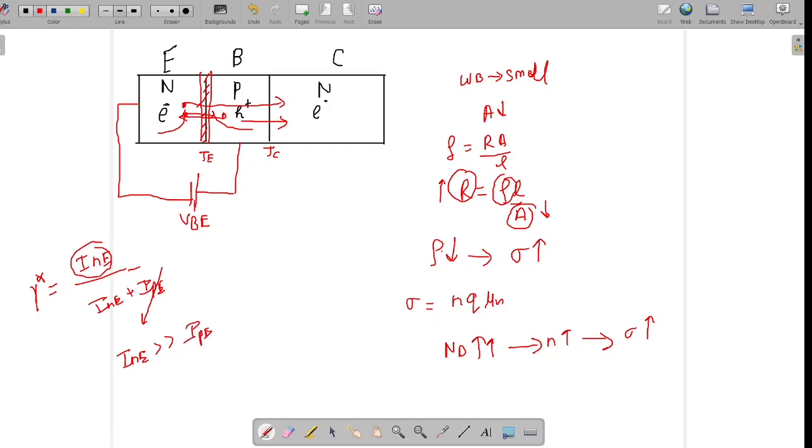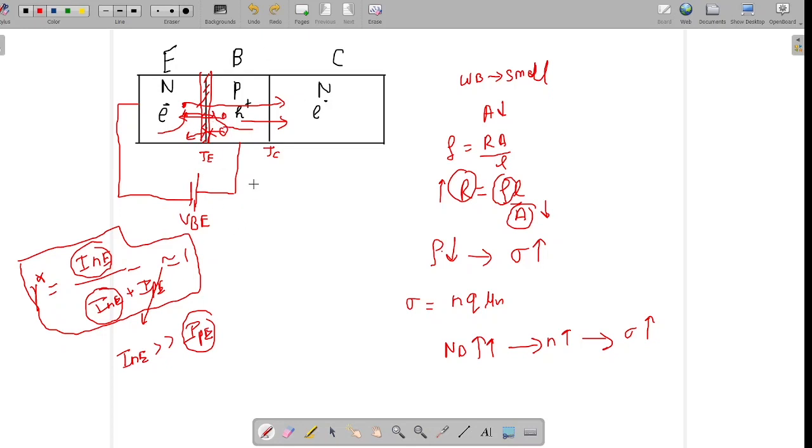We want I_PE to be negligible compared to I_NE, so ideally we want the emitter injection efficiency almost equal to 1. When will that happen? When I_NE is much greater than I_PE. Now how can we make I_PE negligible compared to I_NE? We can do so by restricting the holes going from base to emitter. If fewer holes are going from base to emitter, then I_PE will be less.